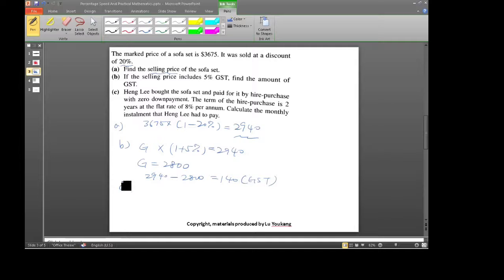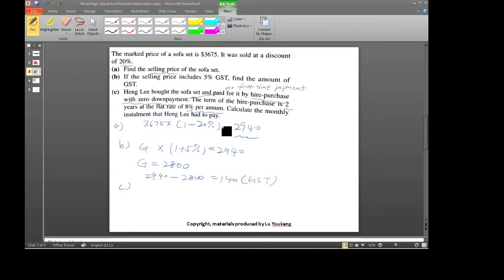Okay, now we have come to part C. It says Henley bought a sofa set and paid for it by hire purchase with 0 down payment. With 0 down payment, what it means is you don't have to put down a first-time payment at all. That is what it says. So now it says the term of the hire purchase is 2 years at the flat rate of 8% per annum, and calculate the monthly installment that Henley had to pay.